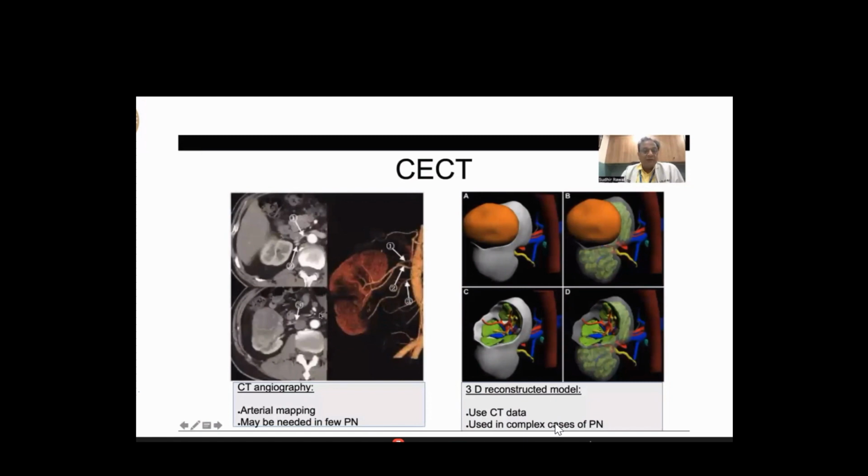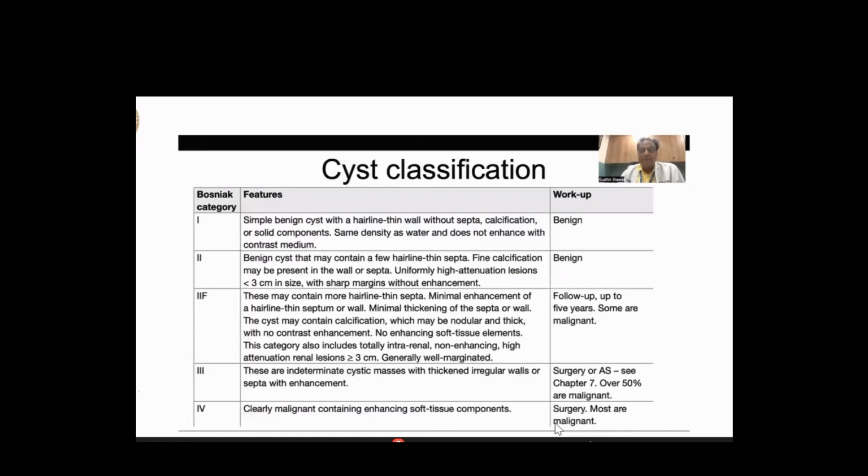Now coming to CT angiography, CT angiography can tell you about the vasculature and arterial mapping, and maybe we need it especially for partial nephrectomy. A 3D reconstructive model is used in complex partial nephrectomy, and they are available in India. And this doesn't cost much, probably 8,000 per case. And this is very useful while you are doing complex partial nephrectomy.